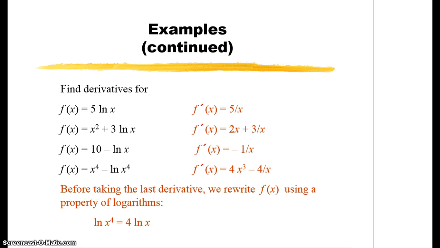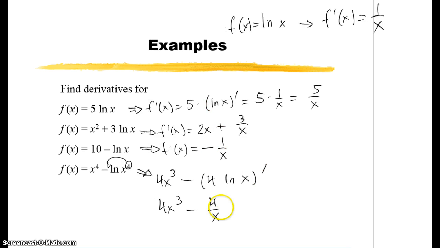Double checking our work here, and reminding you for the last one, before taking the last derivative, rewrite f of x using the following property of logs. Ln of x to the fourth is the same as 4 ln of x. That's how we get that 4x cubed minus 4 over x. That's how we got that answer.